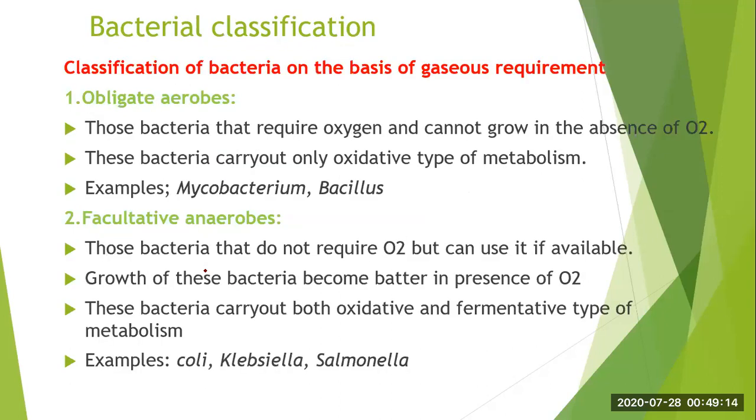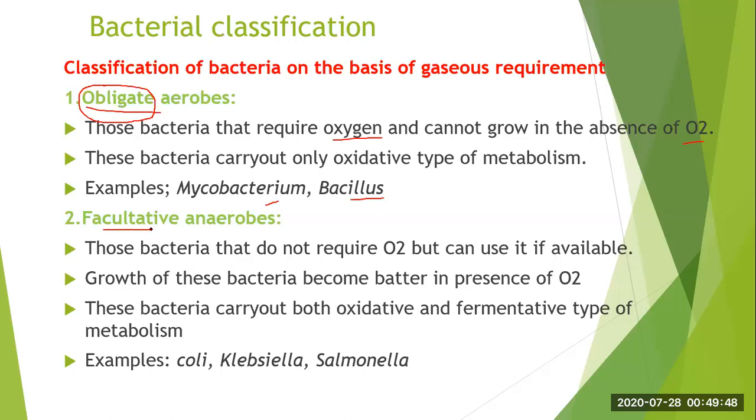Then another very important classification is based on the availability of gas, mainly oxygen. First of all, the classification is obligate aerobes. Here we can check that word obligate. Obligate means mandatory. So for these kinds of bacteria, growth requires oxygen. If oxygen is absent, the bacteria cannot grow. For example, Mycobacterium and Bacillus.